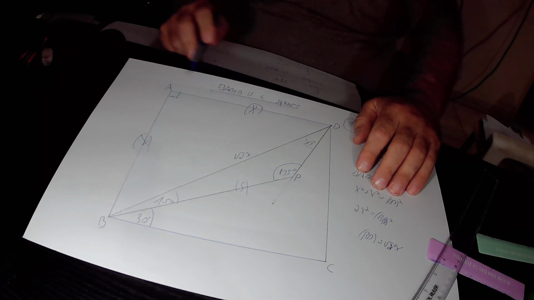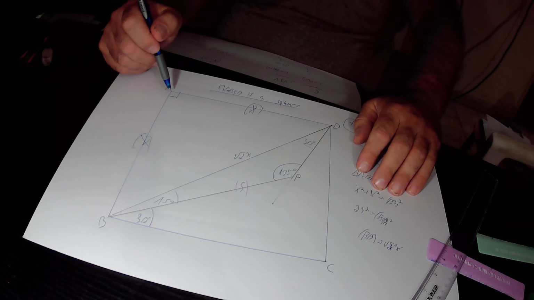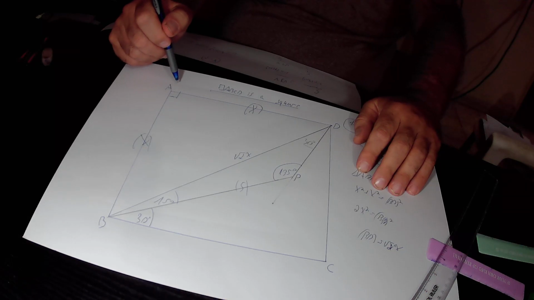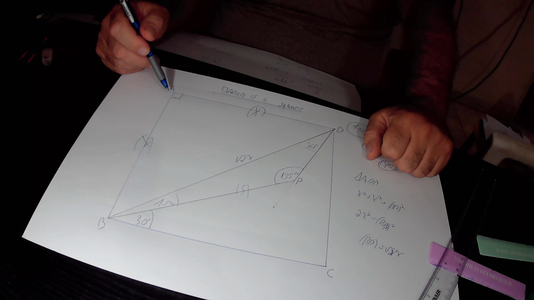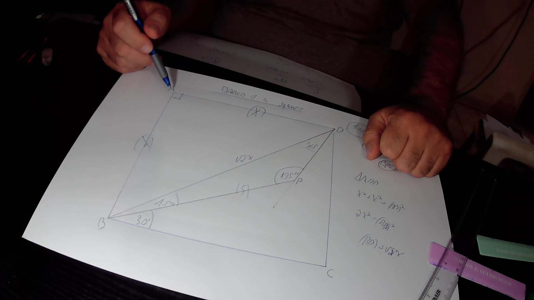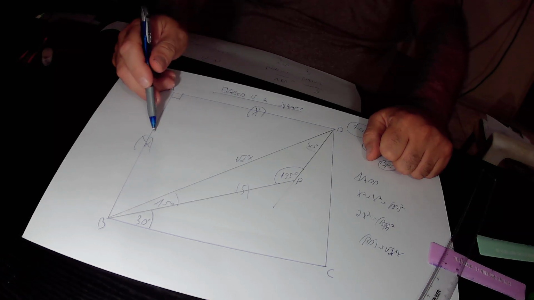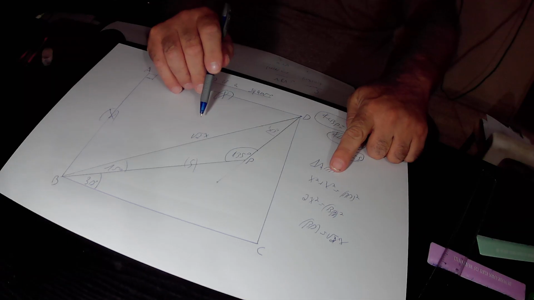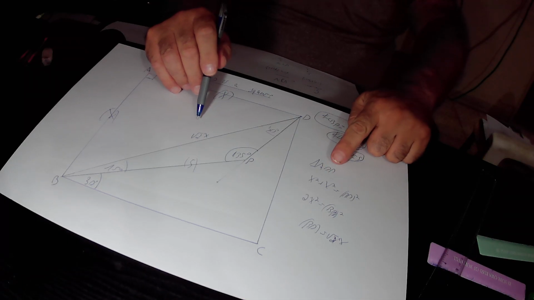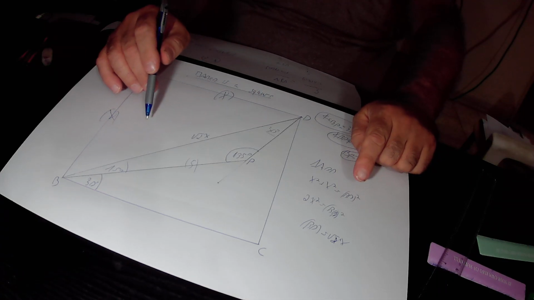First of all, we define side AD as x, and side AB is also x. Then we implement the Pythagoras theorem in this triangle ABD. According to the Pythagoras theorem, in any right triangle, the square of the hypotenuse equals the sum of the squares of the perpendicular sides. So in the right triangle ABD, x squared plus x squared equals DB squared. x squared plus x squared is 2x squared, so 2x squared equals BD squared.